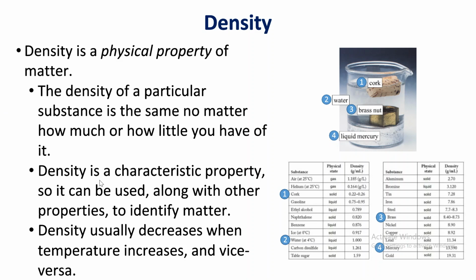So, density is a characteristic property, so it could be used along with other properties to identify matter. If I tell you the density is 0.876, you can say, oh, this density corresponds to benzene, for example. So it's a way for us to identify different substances. And density usually decreases when temperature increases. That's for certain phases of matter. And one thing, density changes when you dilute something, which means when you add water to something, you change the density.